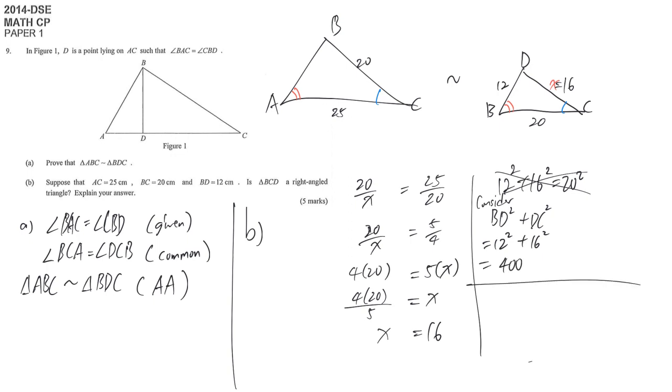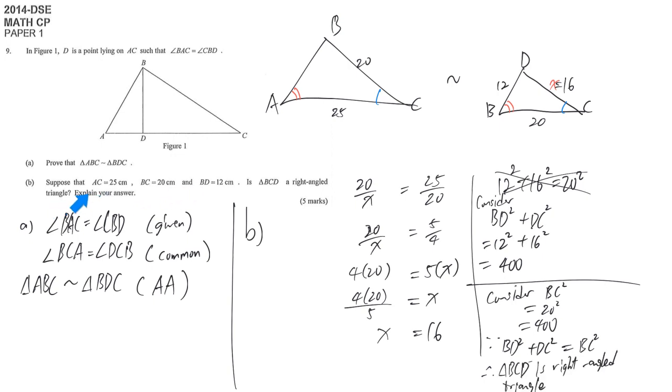After that, you consider BC square, which is 20 square, which is equal to 400. Oh, amazing. I didn't expect that they are the same. So because BD square plus DC square equals BC square, therefore, you can say that it's a right angle triangle. It's because they say explain only. So this is strong enough. But if they use the word proof, then you have to write down the reason, converse of Pythagoras theorem.